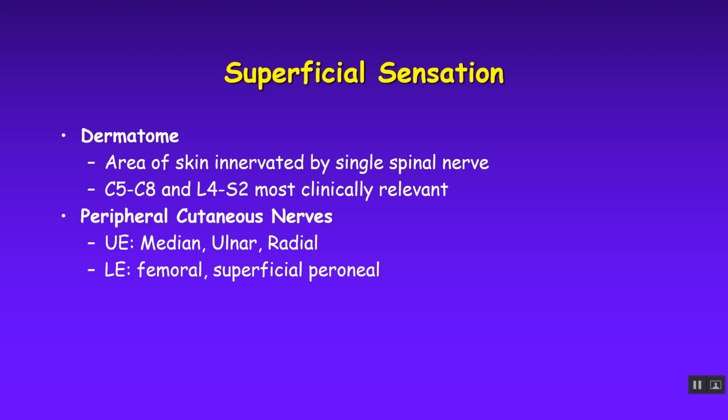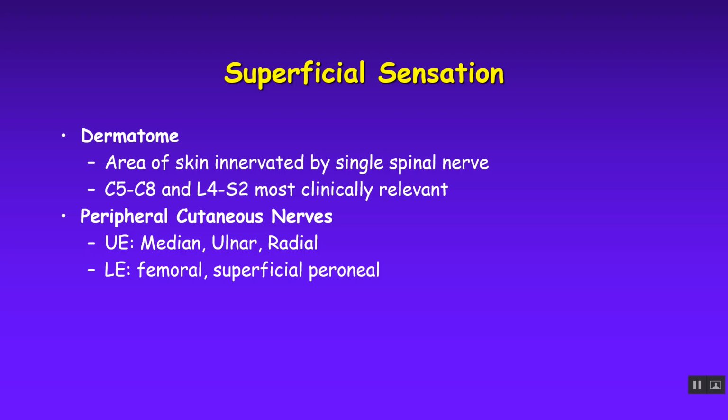Dermatomes. You guys know dermatomes. It's the area of skin innervated by a single spinal nerve. That's the whole nerve, which has lots of axons in it, right? And it's supplying that entire region of skin for a specific spinal nerve. The ones that are most clinically relevant for you are C5 to C8 and L4 to S2, because those are the most common ones you're going to see people having a problem with in the clinic setting. When you're working with people with neck problems and back problems, those are the locations where you're going to be able to see the most dysfunction.